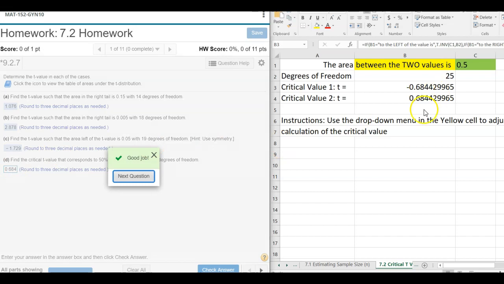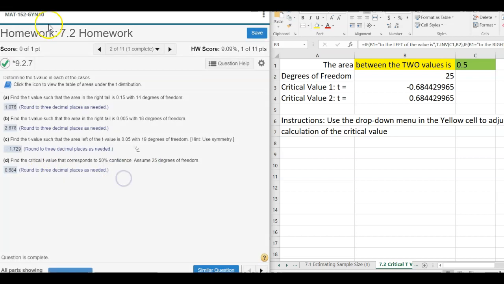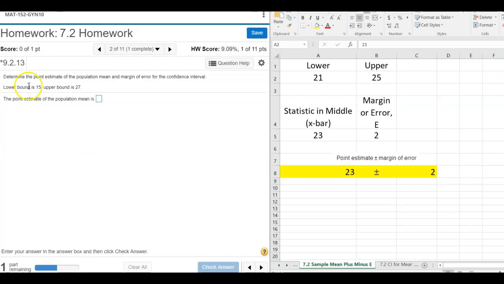Alright, so even though it's given us two values, sometimes you will have to have two values for these and separate it by a comma. But if it only asks for one value, critical t value singular, then do grab the positive version there. Alright, on these when you see lower bound and upper bound, that's the second one, sample mean plus minus e. So we just put in the numbers that it gives us for lower and upper. So 15 is my lower, 27 is my upper.